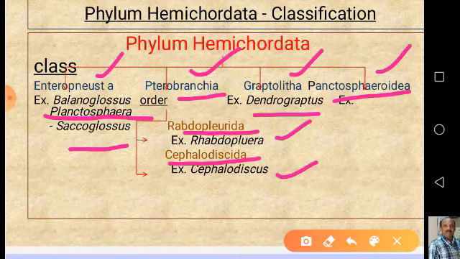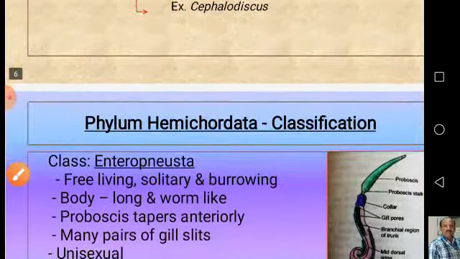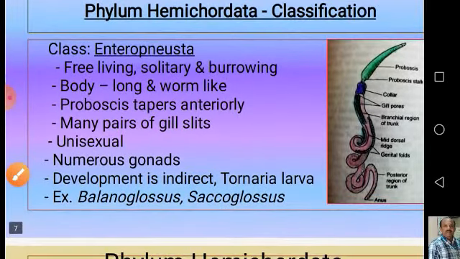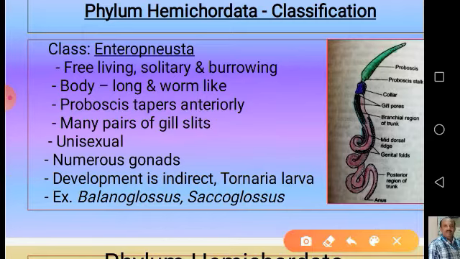Now let us look at the characteristic features of each class. The first class of Hemichordata, as we have discussed just now, is Enteropneusta. These Enteropneusta are all free living, that means none of them is a parasite or commensal.